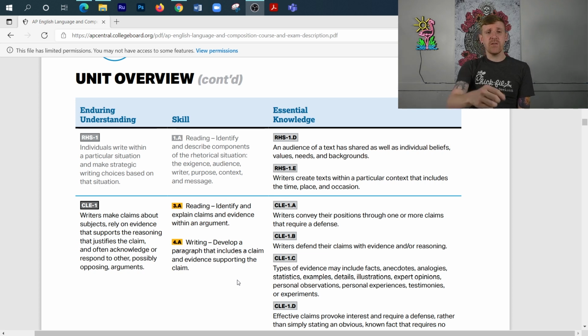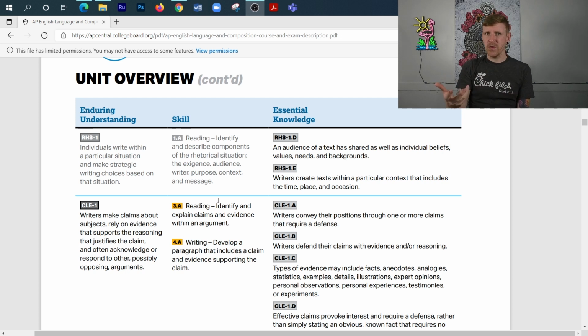And sure enough, when they do that, please note that that's actually going to take care of identifying and explaining claims and evidence within an argument. Why? Because I'm saying, hey, identify the author's message and purpose. Give me the evidence of where that actually shows up. And sure enough, that's going to take care of the reading element here for claims and evidence.